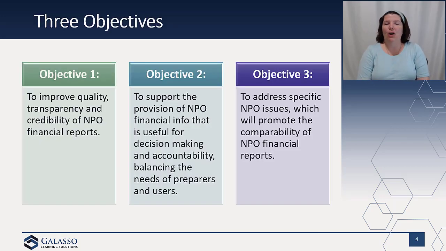And so there are 3 objectives in this project: 1, to improve the quality, transparency, and credibility of nonprofit reporting. But also objective 2 is to support the provision of NPO financial information that is useful for decision-making and accountability. Again, balancing the needs of the preparers and the users. And then to address NPO issues, which will promote comparability. And that's really what we're going to focus on today.